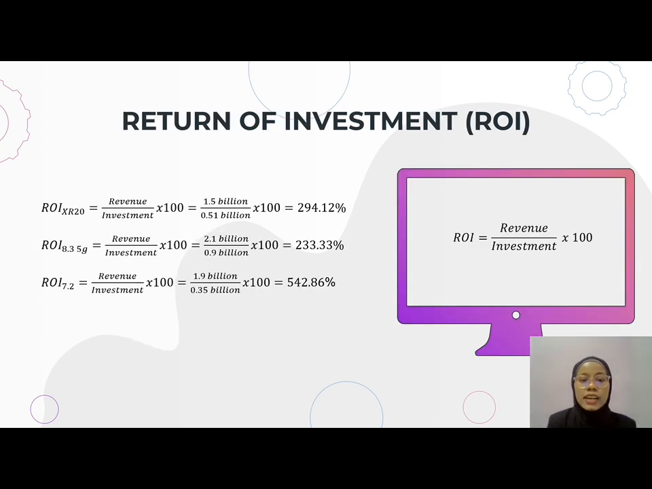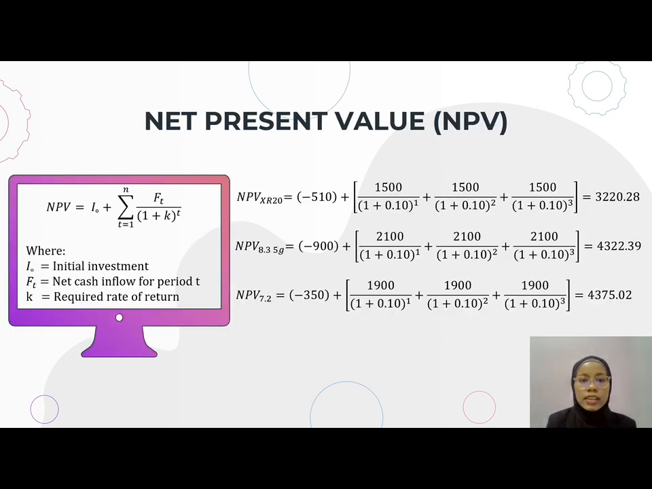Next, the return on investment, ROI. So in this slide, I show you the calculation of ROI for each model and also the formula for ROI. So why do we need to calculate the ROI? It is because we want to know the efficiency of investment. Next, the net present value, NPV. So in this slide, I show you the formula and also the calculation of NPV for each model. So we need to know the NPV because we want to know the profitability of each project.